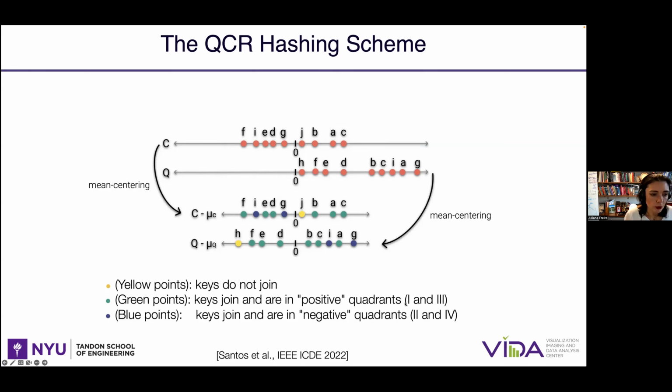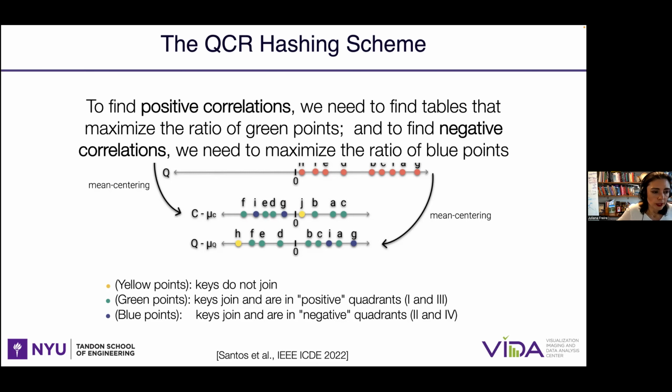Right. So here, as I said, you don't need to compute the RQCR. All that you need to do to find positive correlations is find tables that maximize the ratio of the green points, and to find negative correlations, you need to maximize the ratio of the blue points.